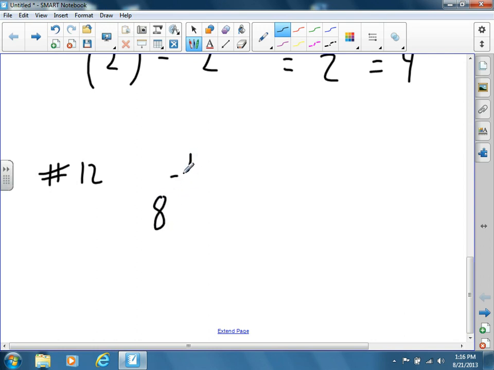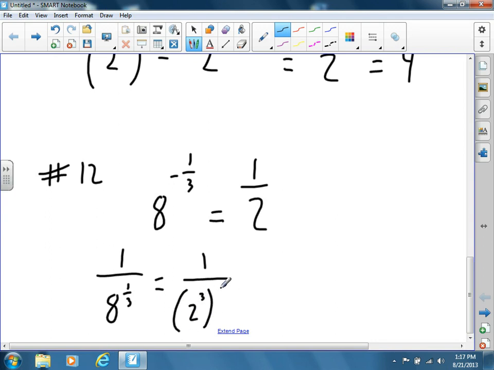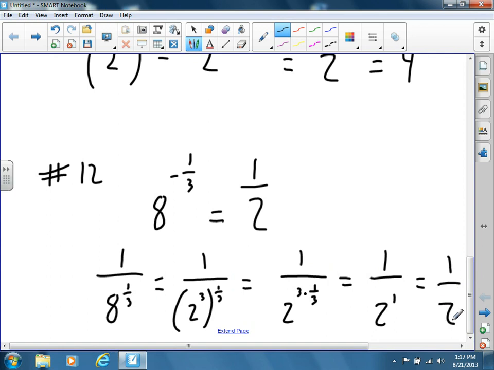8 to the minus 1/3. All right, that's 2. No, it's not. It's 1/2. Okay, so if I had 8 to the minus 1/3, that's the same as 1 over 8 to the 1/3, which is the same as 1 over 2 cubed to the 1/3, which is 1 over 2 to the 3 times 1/3, which is 1 over 2 to the first, which is 1/2, which is what I had to begin with. Okay?